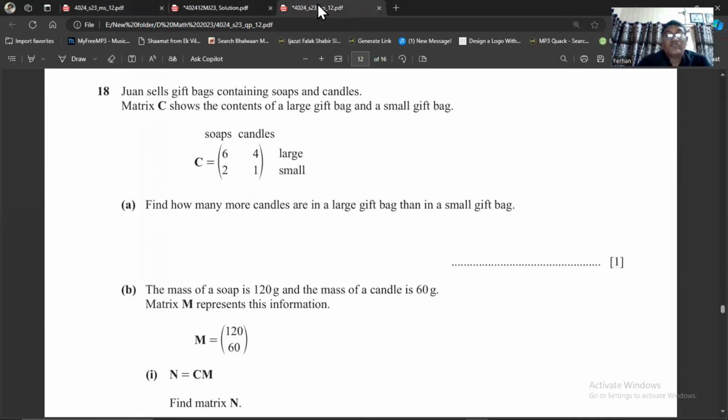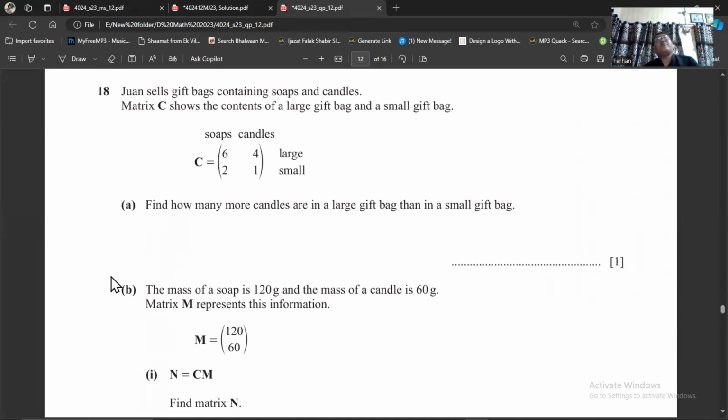Okay, so we have question number 18. He says, Joanne sells gift bags containing soaps and candles. Matrix C shows the contents of a large gift bag and a small gift bag. So here the large one has 6 soaps, 4 candles, and the small one has 2 soaps and 1 candle. And find how many more candles are in a large gift bag than in a small gift bag.